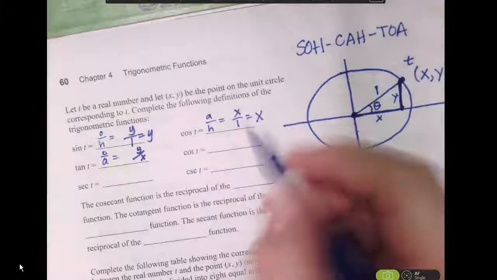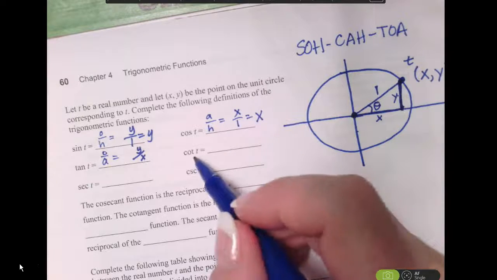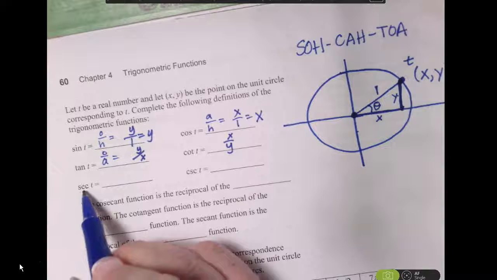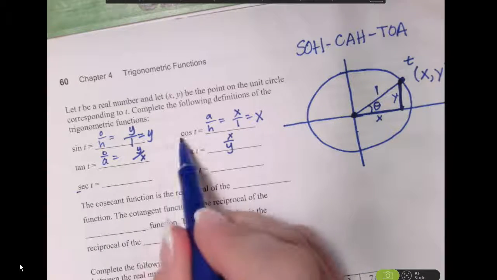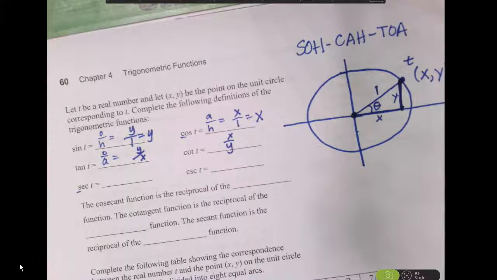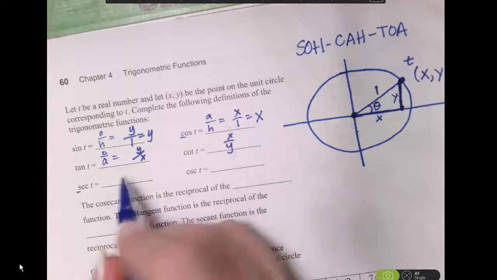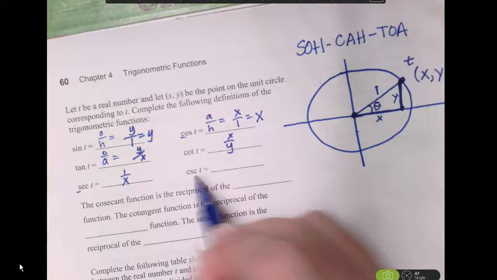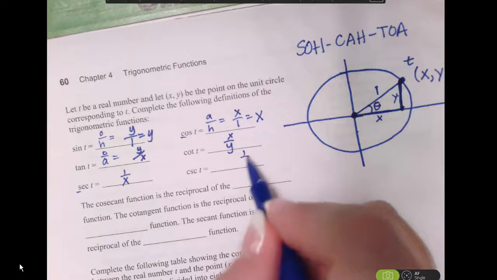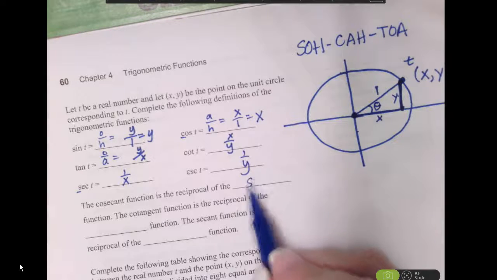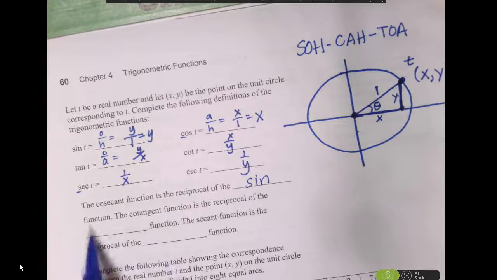The cotangent, now we're just looking at reciprocal properties. Cotangent is x over y. Secant, I remember secant starts with s and it goes with c. The same letters don't go together. So that's going to be 1 over x, because that's the reciprocal, and cosecant will be 1 over y. The cosecant function is the reciprocal of the sine. The cotangent is the reciprocal of the tangent. The secant is the reciprocal of the cosine.